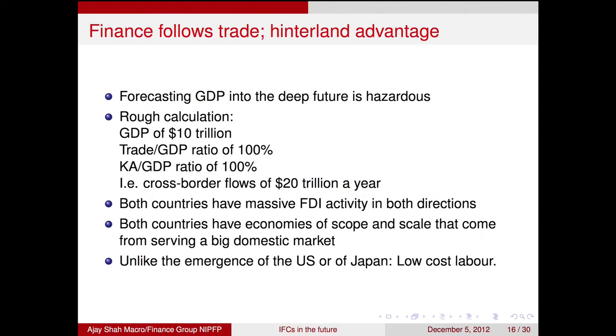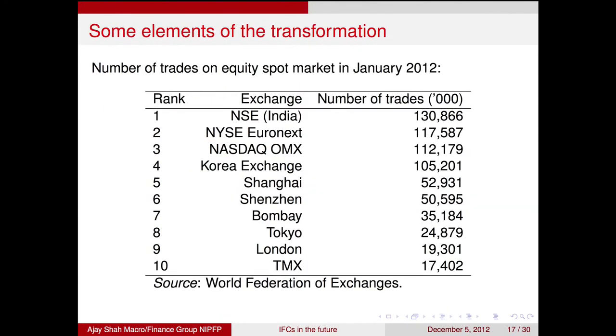And there is a key twist with China and India, which is different from the emergence of the US or Japan in the field of international financial centers, which is low cost labor. So this is an additional dimension. When the US emerged as an international financial center, there was no cost advantage over London. When Tokyo tried to emerge as an international financial center to rival London and New York, there was no low cost labor advantage. Whereas in the case of Shanghai and Bombay, there is an advantage with significantly lower cost labor when compared with the incumbents, that is London and New York.